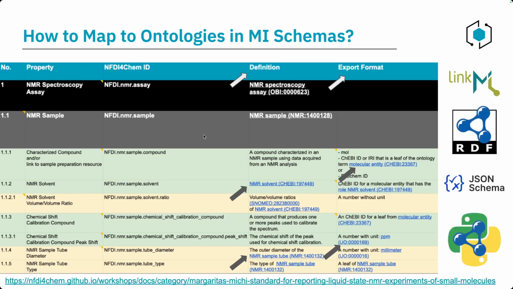We are also looking into using LinkML to formalize the minimum information schema, and this will enable us to export the metadata in different formats. And these formats include RDF, Turtle, JSON-LD, and also we will be able to validate the exported metadata against the schema using JSON Schema, SHACL, and Python.